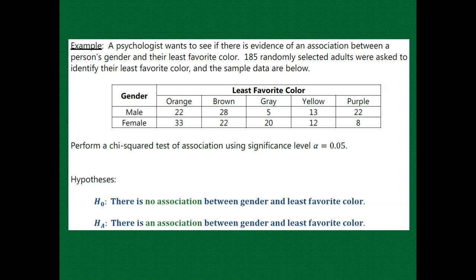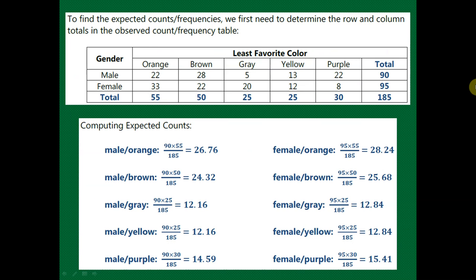The ratios and things, they're actually very close. The null hypothesis would be that there's no association between the two variables, so no association between gender and least favorite color. The alternative is that there is an association between gender and least favorite color. To compute the expected counts, the first thing that we need to do is add up the row totals and column totals in the observed count table. Add across to get the row totals, add down to get the column totals, and from there we can compute all the expected counts.